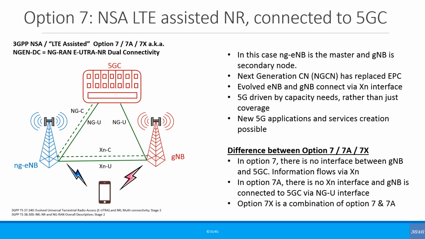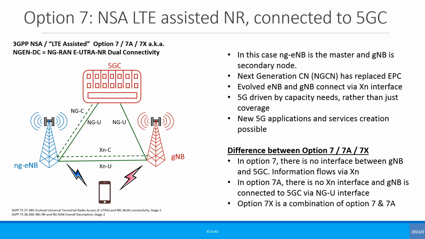So once option 3 is deployed and 5G is working well, then the E-node B can be upgraded to next generation E-node Bs, and the EPC can be replaced by 5G core. So from the UE point of view, there would absolutely be no difference. Everything will work as it was working before. So here, as it says, at this point 5G will be driven by capacity needs rather than coverage.